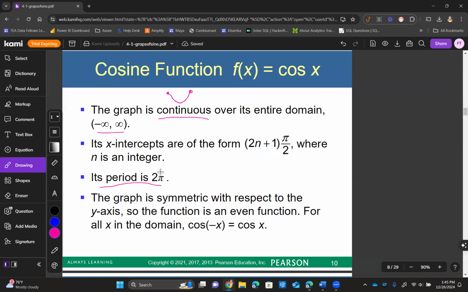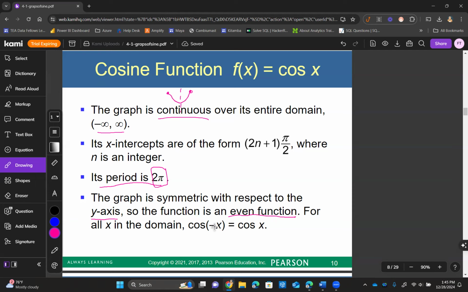Its period is 2 pi, so in order to fit the full sketch for the cosine of x, we need the distance of 2 pi. And this time, the graph is symmetric with respect to the y-axis. So this is the y-axis. These two parts will match each other. So cosine is an even function. This is very important. Cosine is an even function.